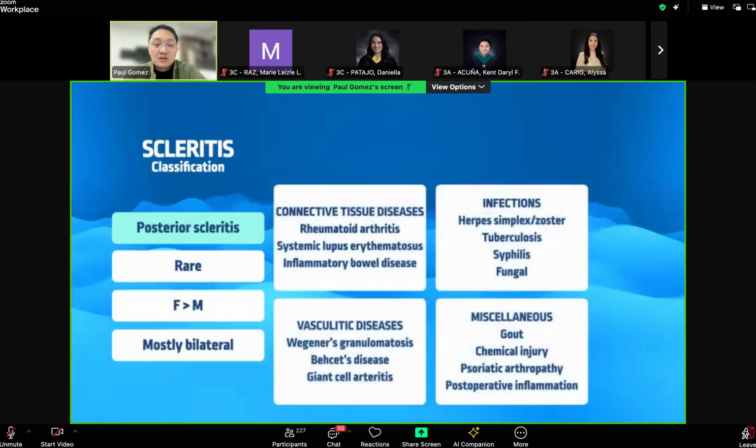Possible conditions that may cause this type of disease may include connective tissue diseases, as seen in arthritis, SLE, or IBD, inflammatory bowel disease, possibly infections from herpes, tuberculosis, syphilis, or fungal in nature, vasculitic diseases, as in Wegener's, possibly Behcet's, GCA, and other possible conditions that may lead to posterior scleritis include gout, chemical injury, psoriasis, and postoperative inflammation.